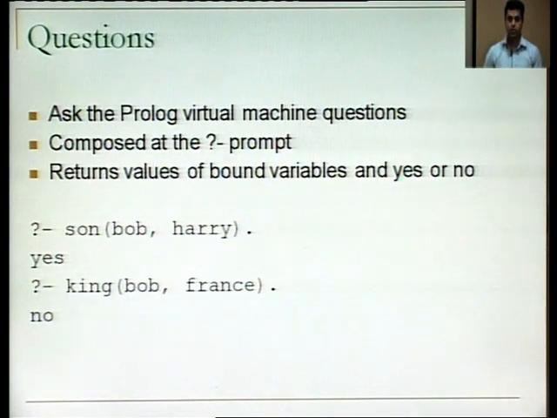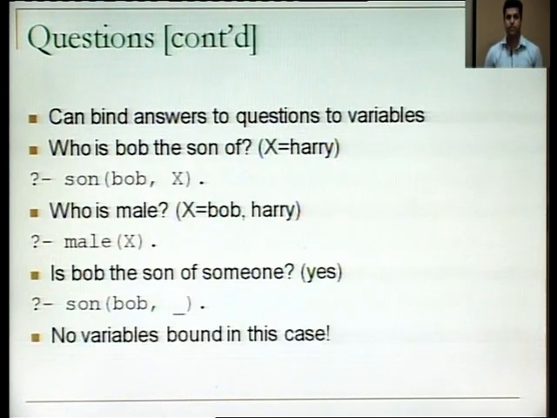So, it has to be clear. No does not mean that this is false. We can bind answers to questions to variables. For example, if you want to check who Bob is the son of, we will ask the question: Bob is a son of X. Here X is the variable. When you ask this query, the answer will come: X is equal to Harry.